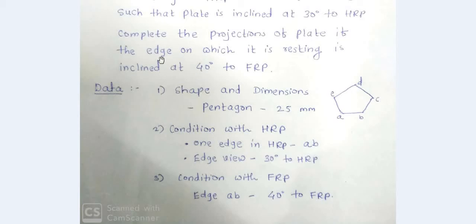when there is a mention of that edge is inclined at 40 degrees to FRP, we mean the angle is between true length of edge and FRP. Now the significance of this step we will see later on when we are about to complete this step.